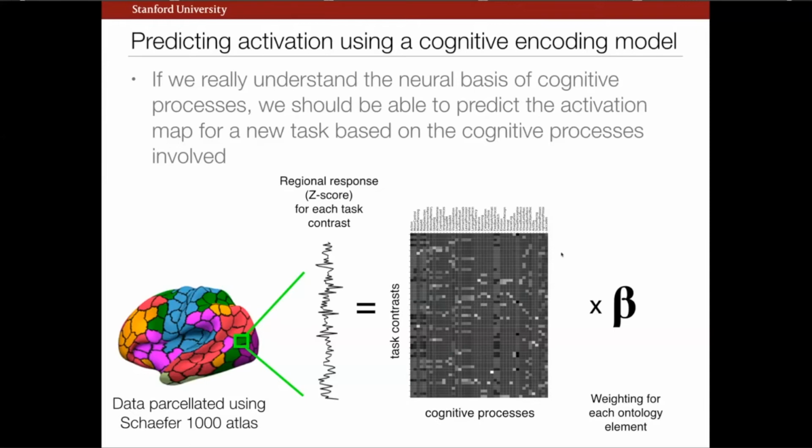Somebody else could annotate this in a very different way and come up with a different annotation. And that's one of the challenges that I think we can come back and talk about. The idea is that we then model activity within each of the parcels across all those tasks and estimate a weighting for each of the ontology elements. Okay, so we have here, I forget how many, 40 or so ontology elements across the 47 contrasts.